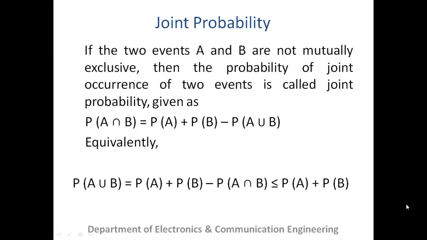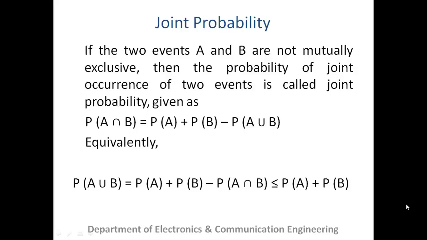Equivalently, this can be written as the probability of A union B is equal to the probability of A plus the probability of B minus the probability of the intersection of the two. This suggests that for two events A and B which are not mutually exclusive, the probability of the union of the two events will be either equal to or less than the sum of the individual probabilities of the two events.